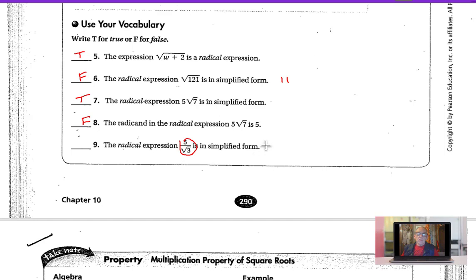This is not considered simplified form because it's got the root in the bottom. We do a process called rationalizing the denominator by multiplying by whatever would cause the denominator to be a whole number, which is another root 3. We do top and bottom times that, so we end up with 5 root 3 over 3. Even though it looks more complicated, this is considered simplified form because it doesn't have a radical in the denominator.